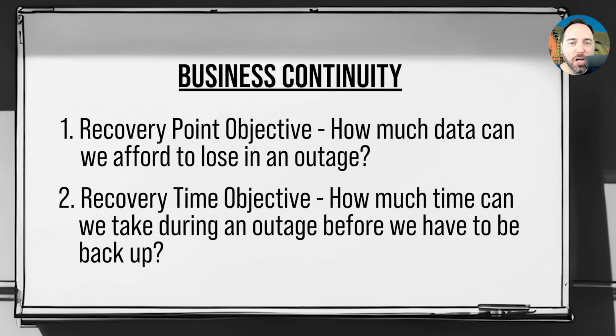Recovery time objective, meanwhile, asks the question, how much time can we take during an outage before we have to be back up and running? The RTO is also in the form of time, and it might be something like 12 hours, 24 hours, 48 hours, 5 minutes. RPO and RTO are both business decisions, not technical decisions. The technical decisions we make are to support RPO and RTO.